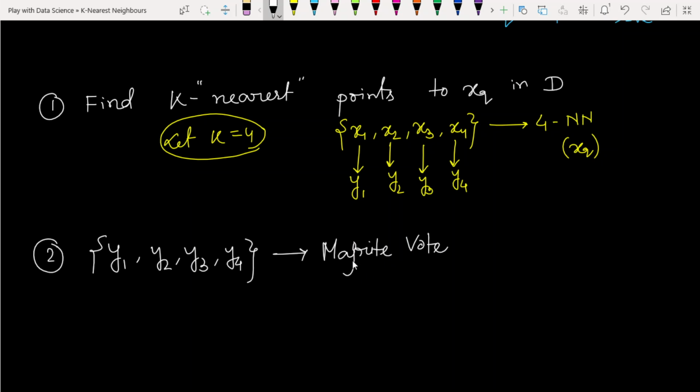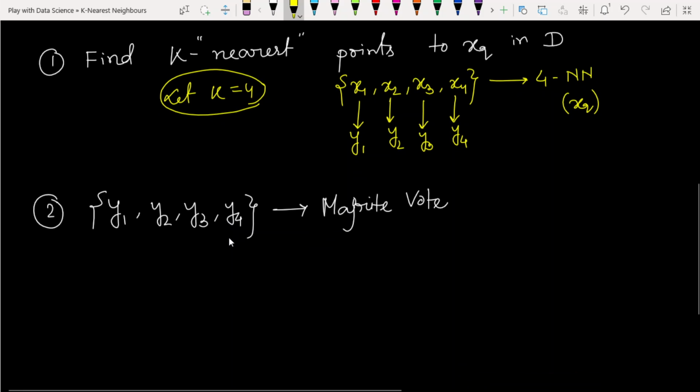According to this majority vote, we will choose what our class label will be. Here is one main problem we have seen. Suppose we choose k equal to 4, which means k is an even number.